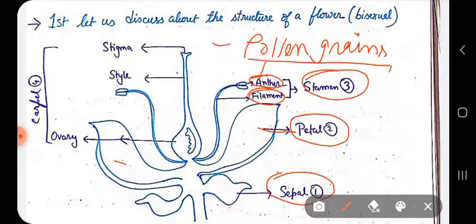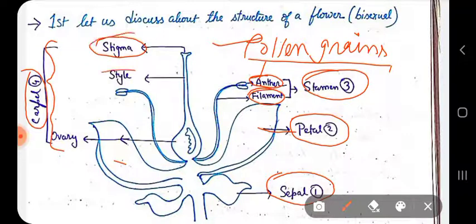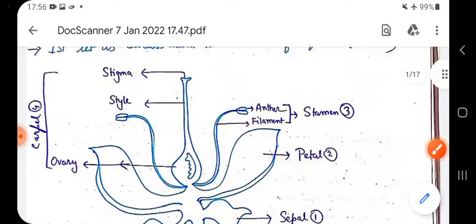Pollen grains are the sex cells of the male flowering plant. Well, we are studying a bisexual flower. The female reproductive part of the plant is called the carpel, which consists of stigma, style, and the ovary. So, this is the general structure of a bisexual flower.